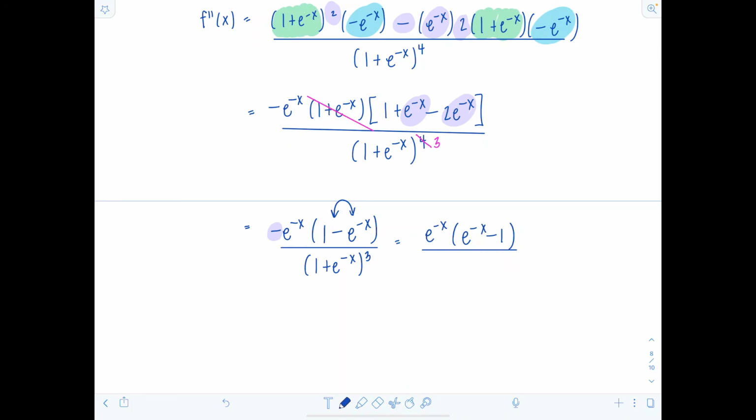Oh yes, what a second derivative. Now I love it. 1 plus e to the negative x cubed. Okay, we're going to box this bad boy. Here we go.